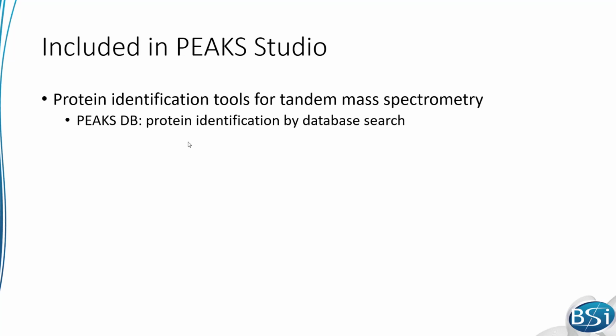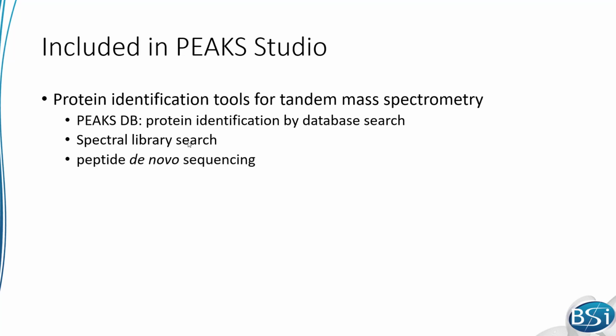The main algorithm included for this is PeaksDB. It is a de novo-assisted database search that identifies proteins from MSMS spectra based on a FASTA protein database. Peaks also provides a spectral library search. This also allows for the identification of proteins, but by using a library of previously identified spectra as a database.